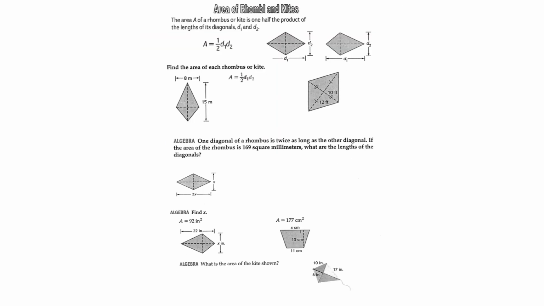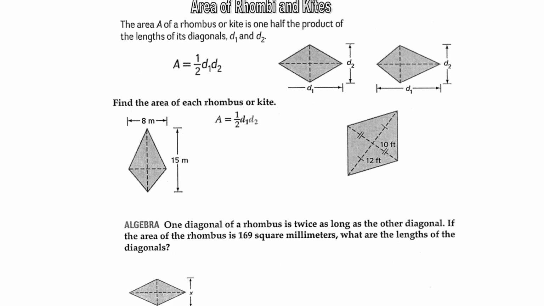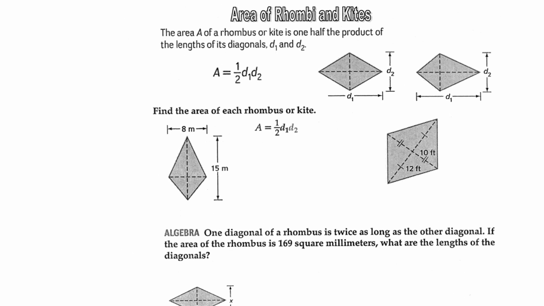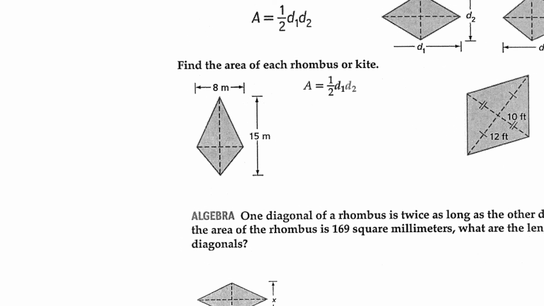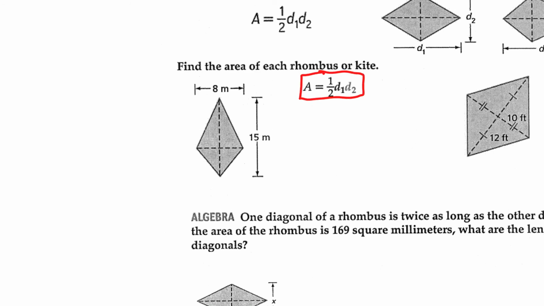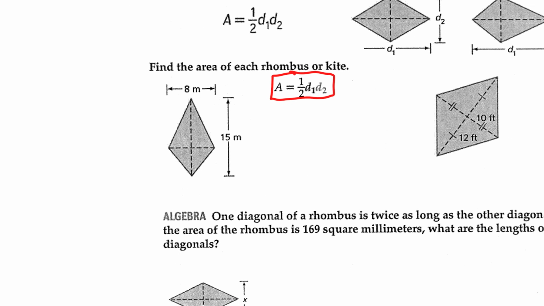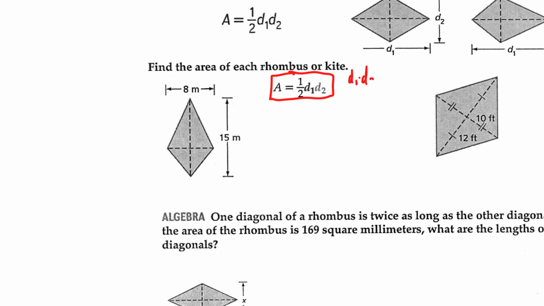Okay, so let's look over here. On this one right here, we're looking for the area of this kite. And they list it like this: 1/2 times diagonal 1 times diagonal 2. That's the same thing as diagonal 1 times diagonal 2 divided by 2. I just prefer to do it the way that I showed you. So we're going to do 8 times 15 divided by 2. What's 8 times 15 divided by 2? 60. Okay, so 60 square meters.